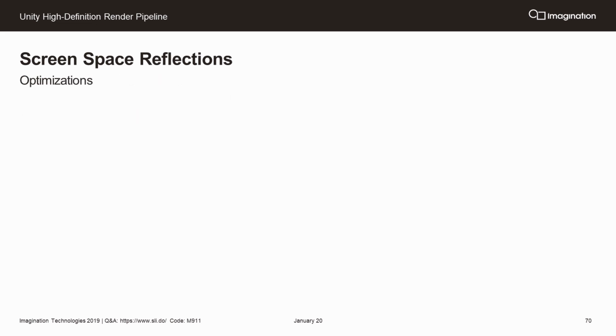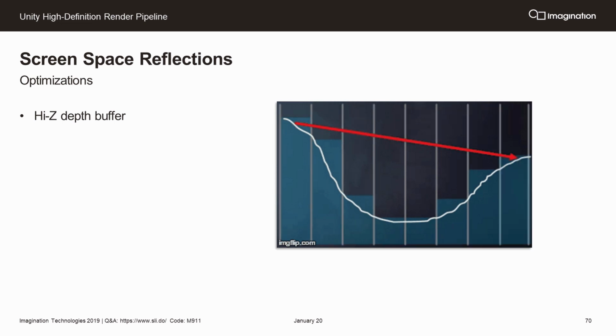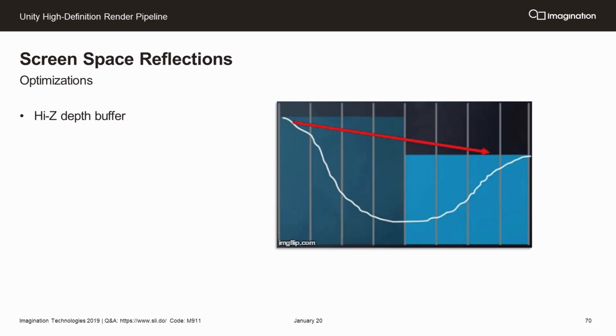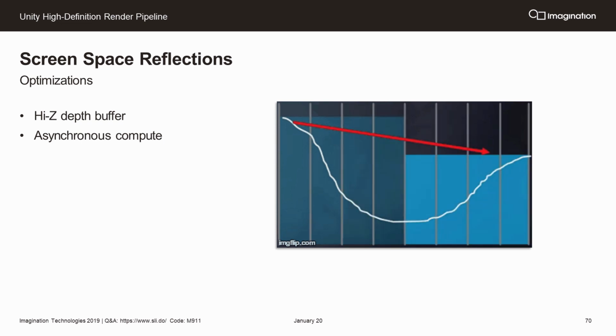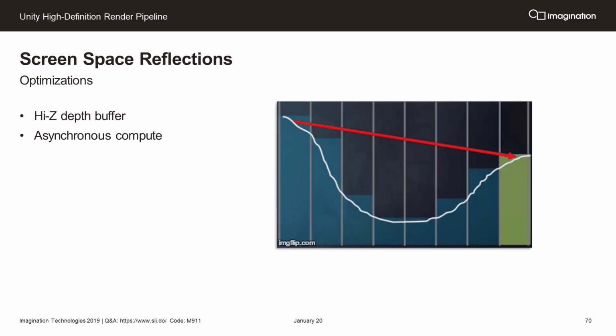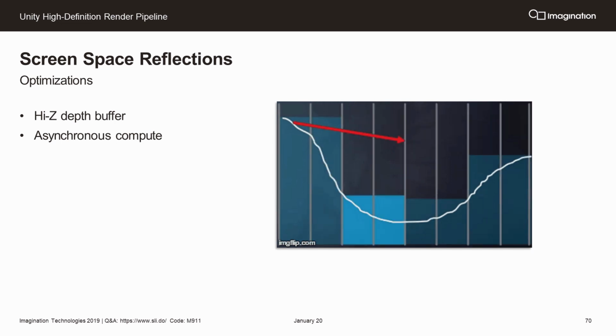So the main optimization used for this pass is a high Z depth buffer, which allows them to intersect the depth buffer much faster and quickly skip areas. And since it uses the color from the previous frame, the entire technique can be executed in asynchronous compute as soon as the G buffer has finished rendering. So hopefully this section would have given you a better idea of the post-processing implementations in this pipeline.